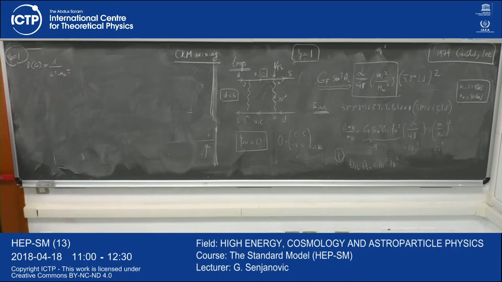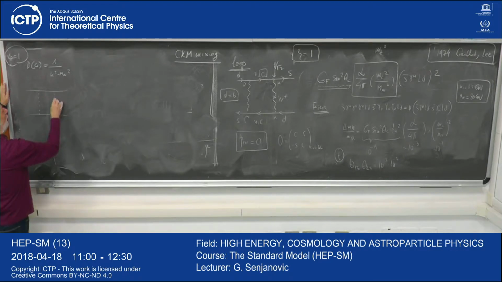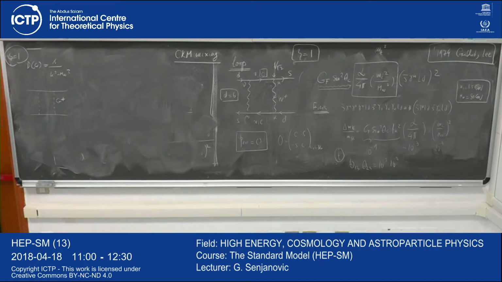With the same mass in the propagator. So I should include this diagram. So instead of W, there will be G plus. Where does it come from? It will come from the Yukawa. In other words, you and I will derive the doublet.